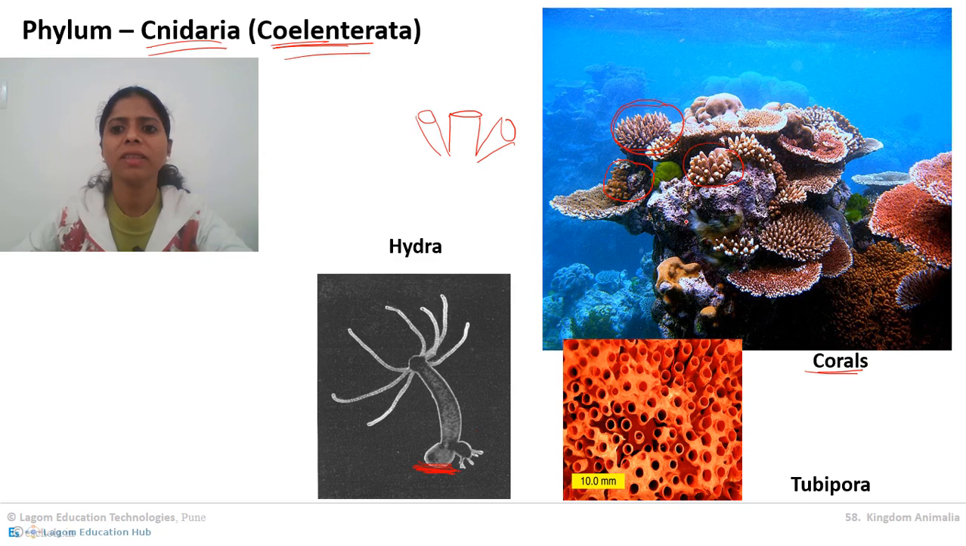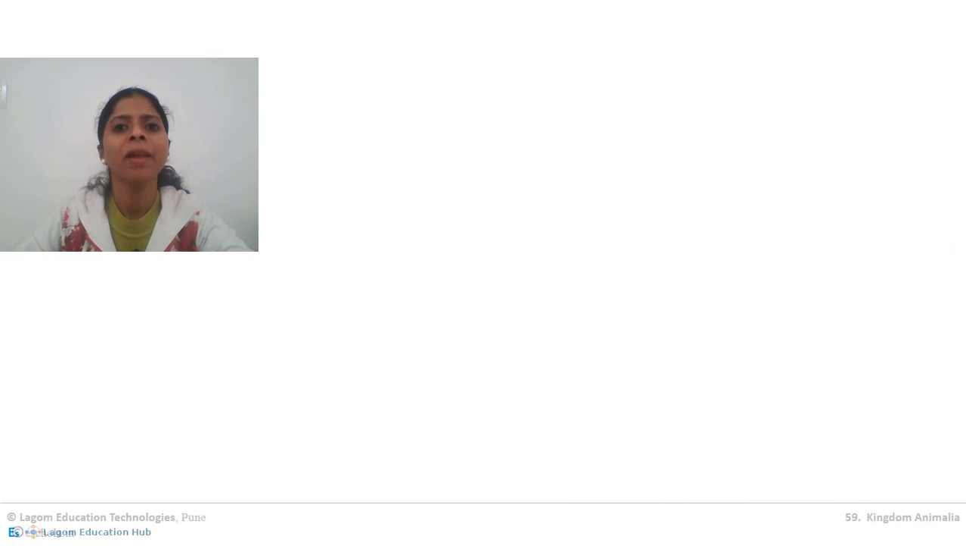Hydra is cylindrical, coral is cylindrical. It doesn't mean everyone else is cylindrical. So they changed its name and gave it the name Cnidaria. Why Cnidaria? After some time we will study it. So let us go and study some more examples of Coelenterata, of Cnidaria, and then we'll go ahead.